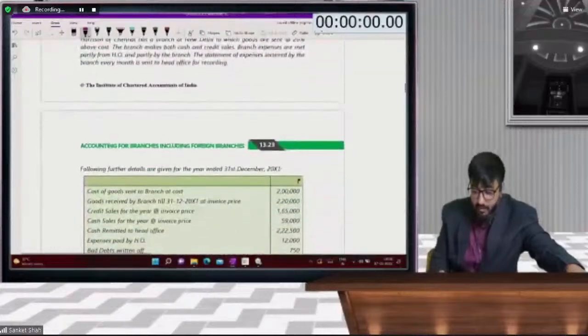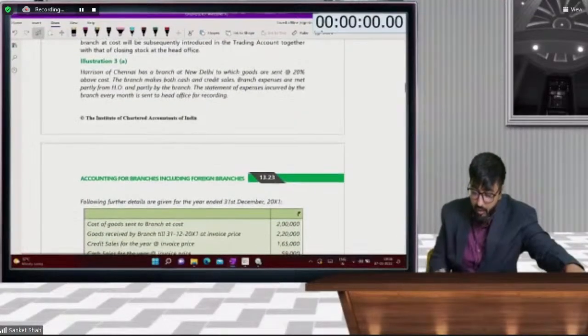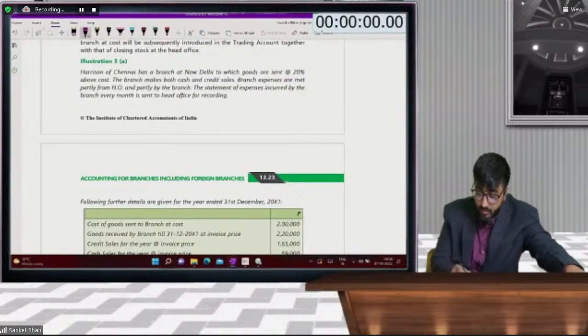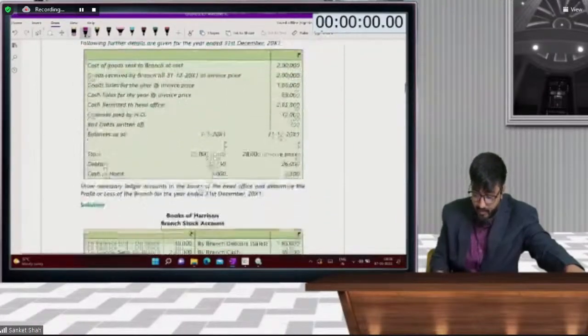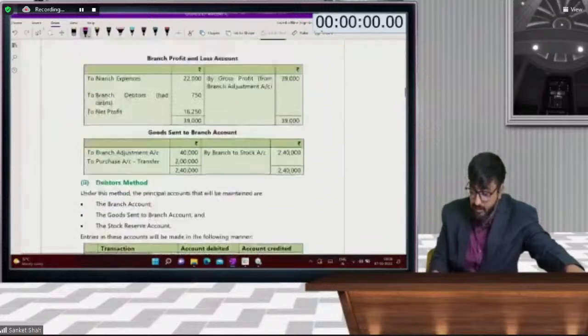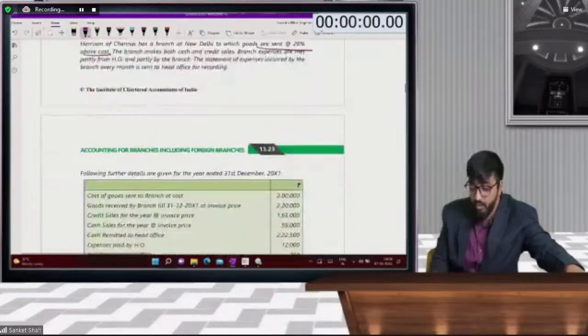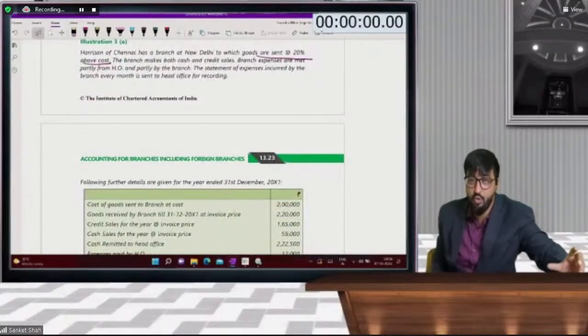Today's break is a big break. Why? Because I want every one of you. I will come back after 10 minutes, but I want every one of you, please solve question number 3A. Okay? 3A by both methods. Debtors method also and stock and debtors method also. So we are going to solve it, but you just go through this question and yes, after break.